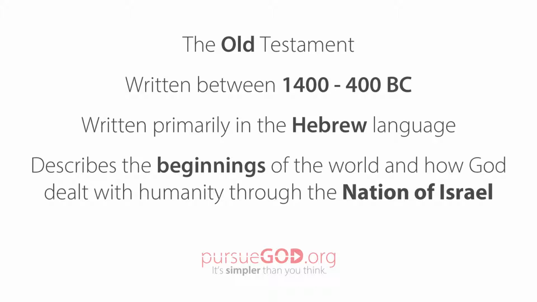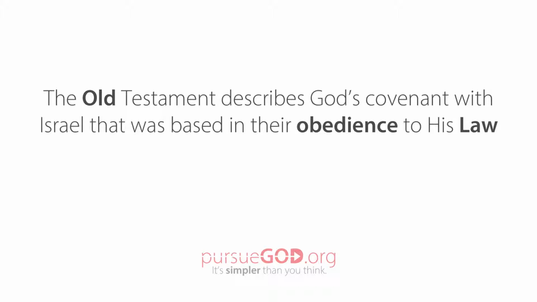what we see him dealing with and through the nation of Israel. And what we discover is that as God deals with Israel, the covenant that God has with Israel is really based on their obedience to his law that he gave them. So throughout the Old Testament, we see this relationship between God and this nation of Israel and how his covenant was played out through their obedience to his law.